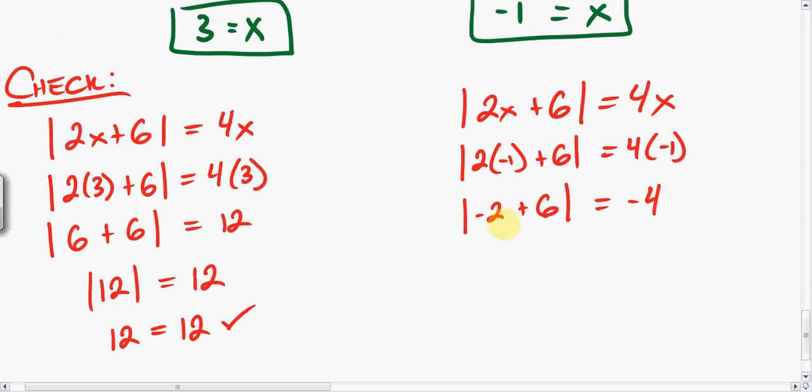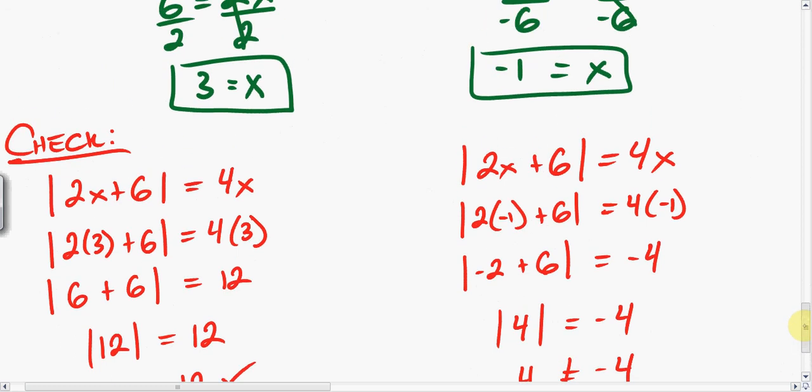But if you don't catch it, you can go ahead and continue to evaluate the left side, and you'll see that the numbers end up not matching. Negative 2 plus 6 gives me 4. So we've got the absolute value of 4 equals negative 4. What's the absolute value of 4? That's positive 4. And does positive 4 equal negative 4? No, it doesn't. So this is not true. Thus, x equals negative 1 is not one of our solutions. x equals negative 1 is what we call extraneous, which means it's a false solution. That's how you check for extraneous solutions.